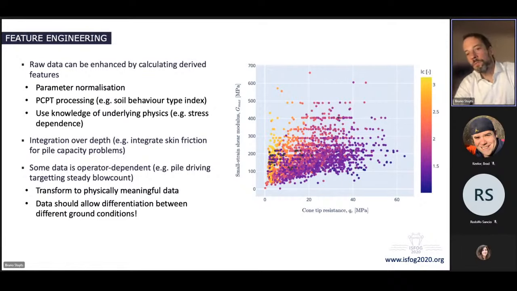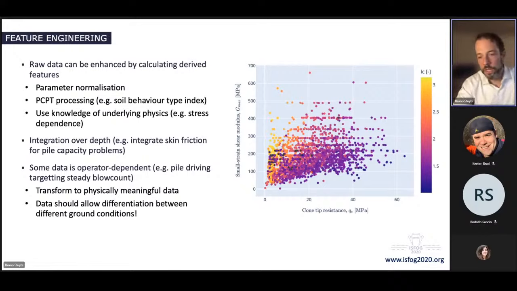For some problems, integrating something over depth also helps. If we look at profiles and, for instance, look at axial capacity, we have to integrate unit skin friction over depth to get an estimate of how much pile resistance we'll have at any given depth. So a depth integration could enhance our knowledge.